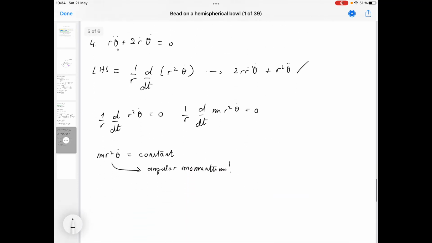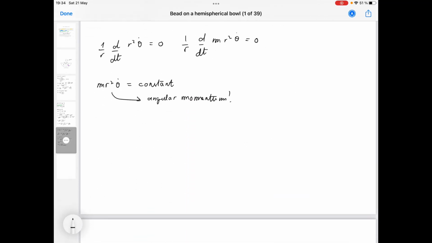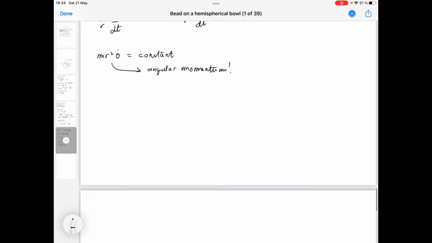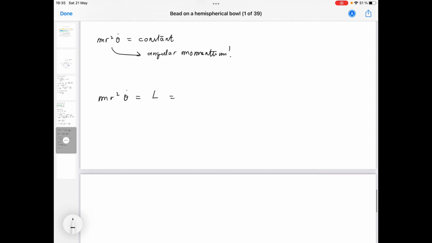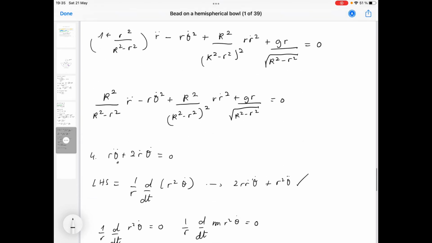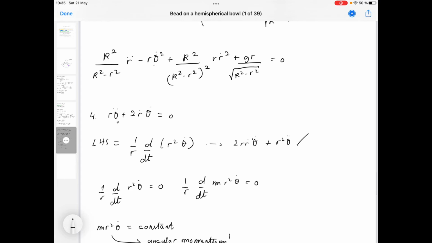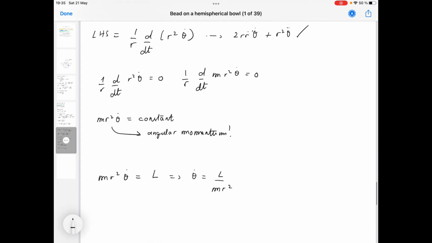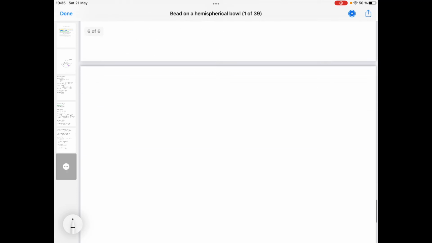So we have that the angular momentum is conserved. So what we can write is that m r squared theta dot is just some L for the angular momentum. That means that theta dot is just L over m r squared. And remember, in our equation of motion, we had this term appearing. And so we can rewrite this equation by inserting our factor of L over m r squared, or angular momentum.